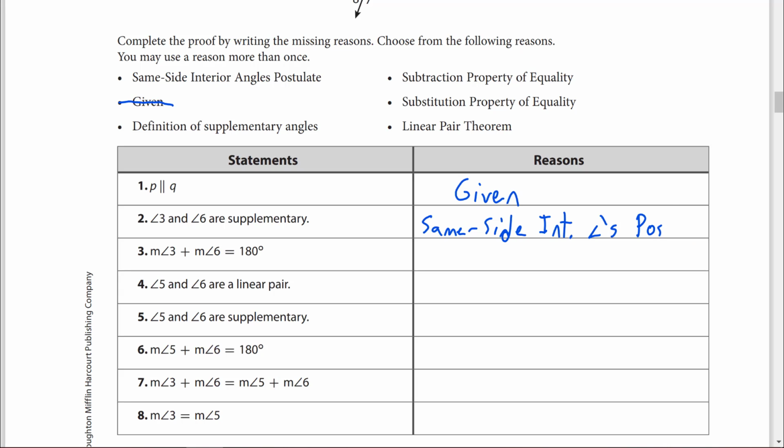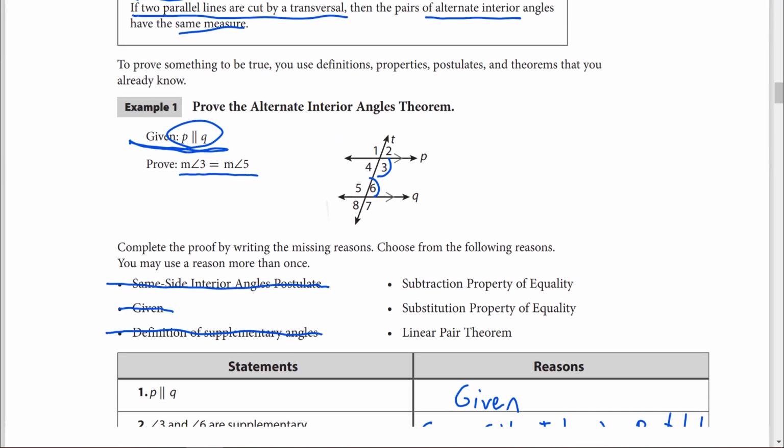In this case, for this problem, they've given us a reason bank. So we're going to end up using all these reasons. So we know that they're supplementary. Next step is, what does supplementary mean? It means that angle 3 plus angle 6 is 180 degrees. That is the definition of supplementary angles. All right, so we're set there. We know that those two add together.